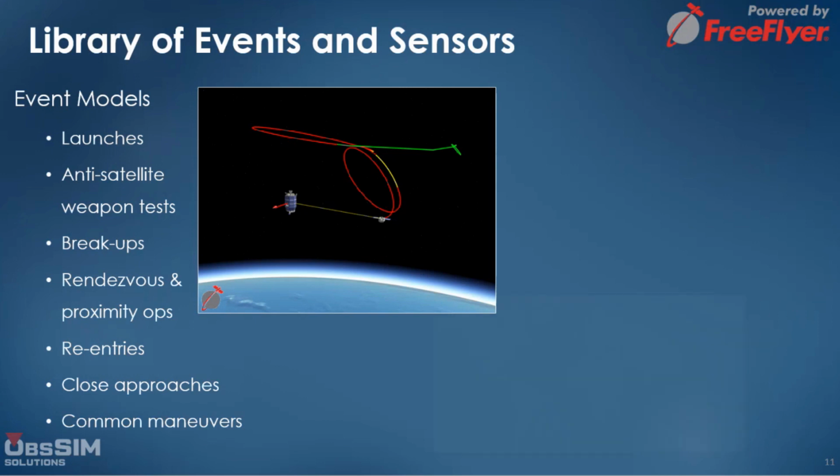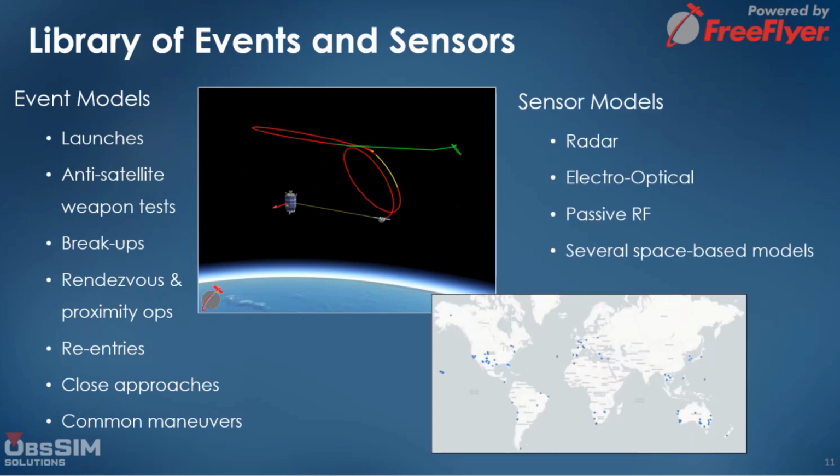The observations are made by our sensor models, which include radar, electro-optical, and passive RF models, both ground-based and space-based. Here you can see a map of the sensors currently in operation in our system. They span worldwide. We have both commercial networks and military networks, and are able to simulate those realistically and generate observations from the ground truth that's produced by the event models.